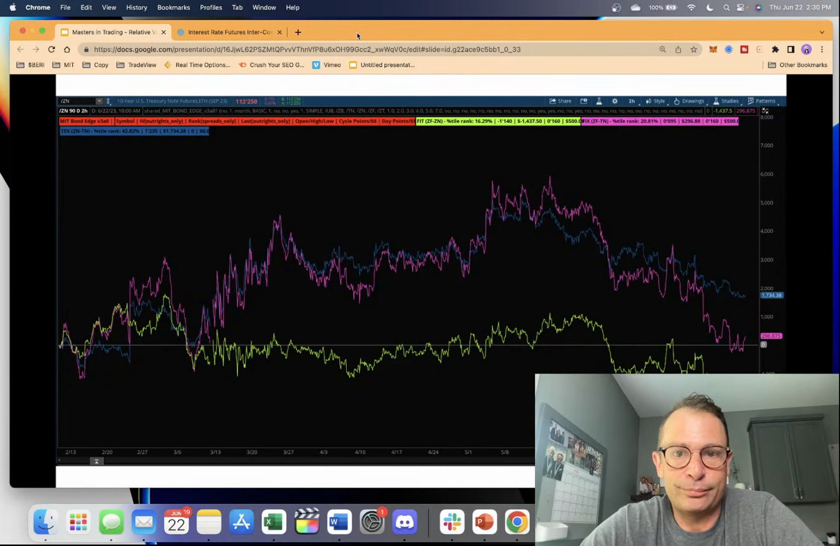ZFZN is in the pink line. So the yellow line is in that pink line. It's part of it.